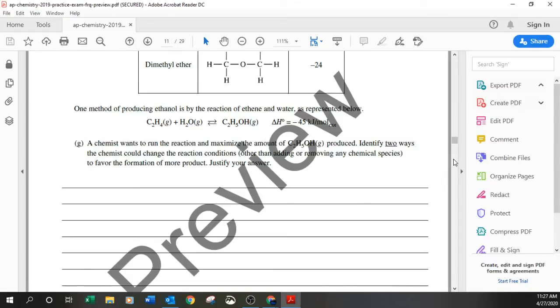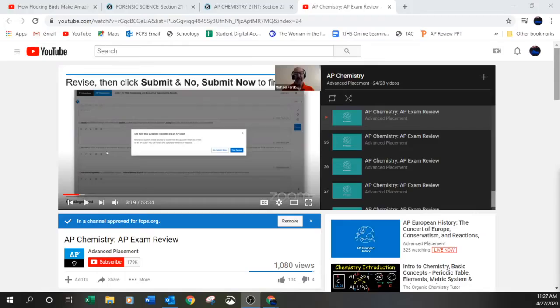I've got to be careful. Oh, this is the one with the preview stamp of it. Give me a minute. Had it queued up, but then got the wrong one. Apologies. This is not a well-oiled machine yet.